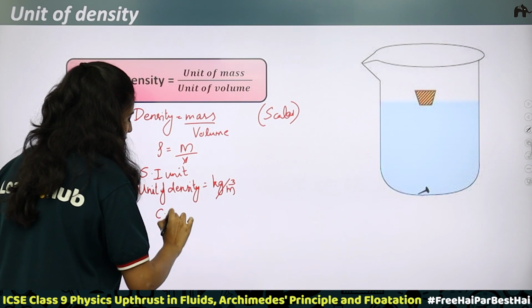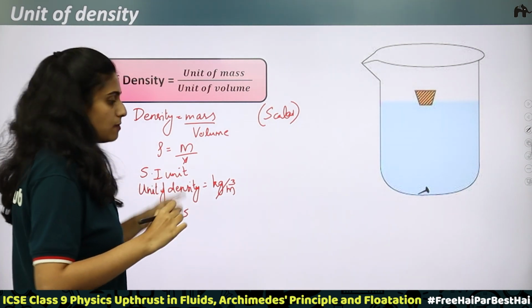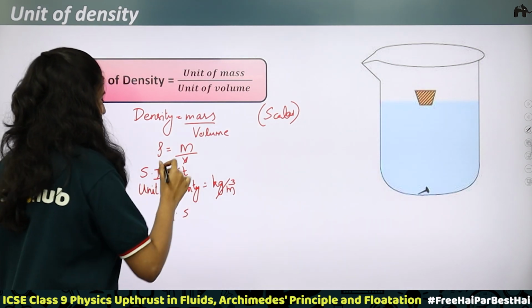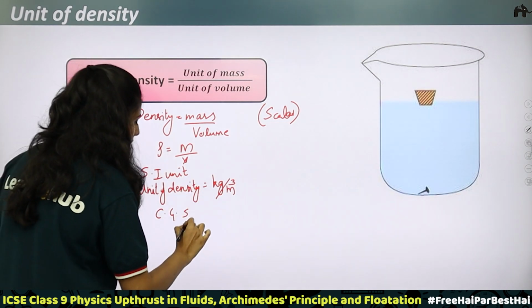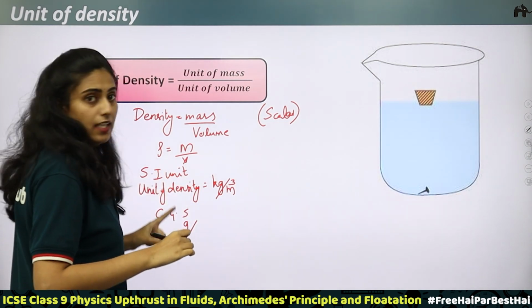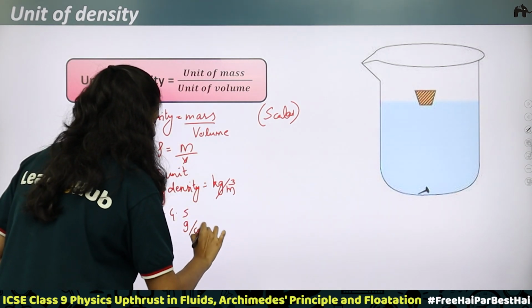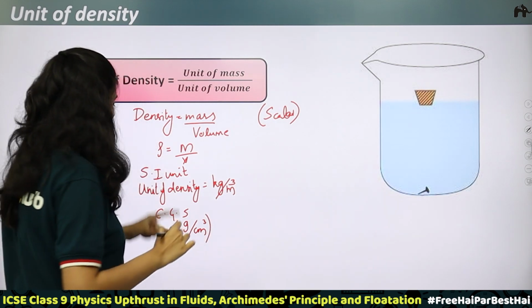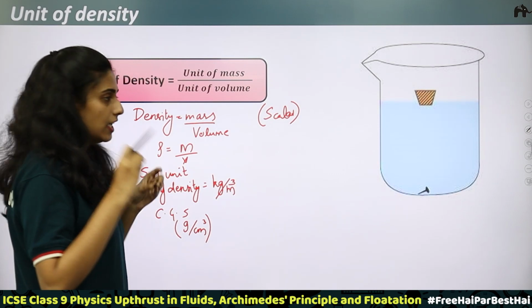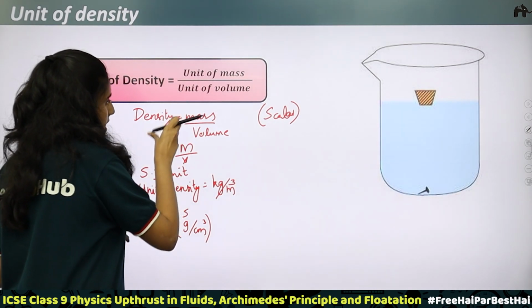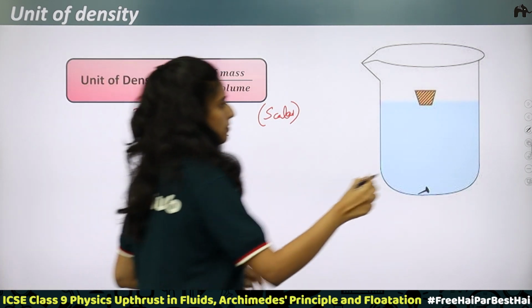Now what about the CGS unit? In the CGS unit, the length should be in centimeters, mass should be in grams and time should be in seconds. So here we need the mass in grams. Therefore, gram per length in centimeter, which means volume will be centimeter cube. Gram per centimeter cube is the unit of density in the CGS system. Now we are going to find the relationship between the unit of density in the SI system and the unit of density in the CGS system.